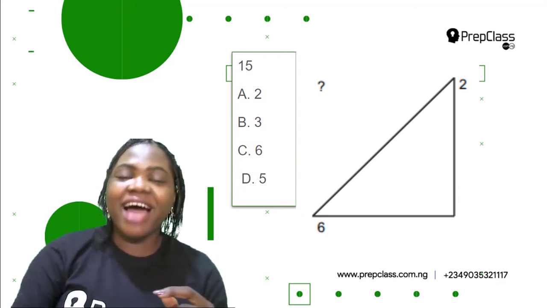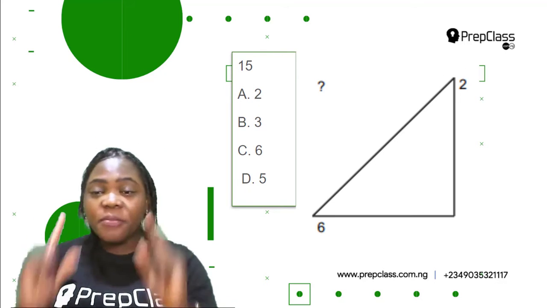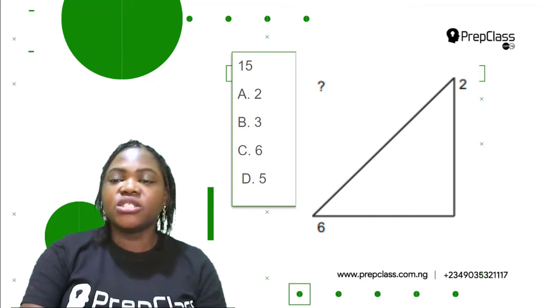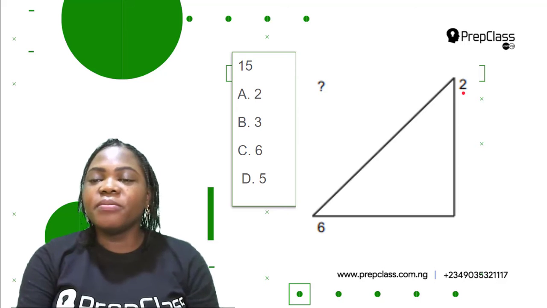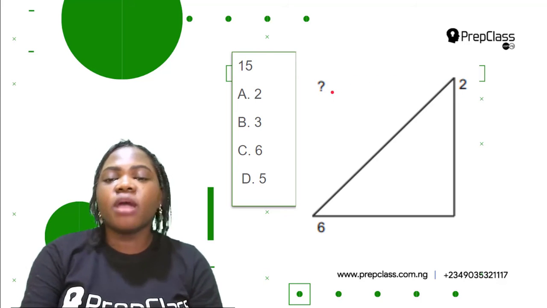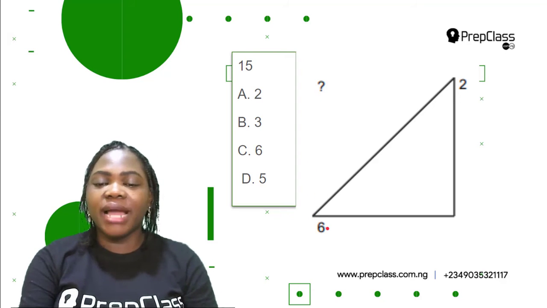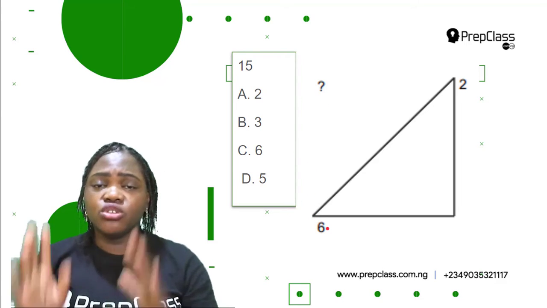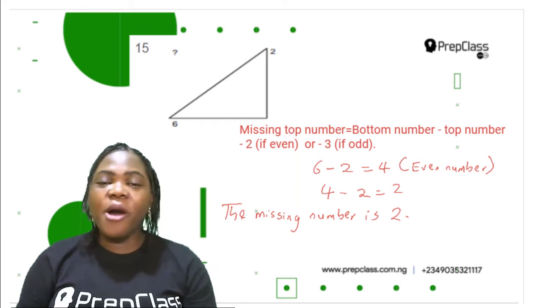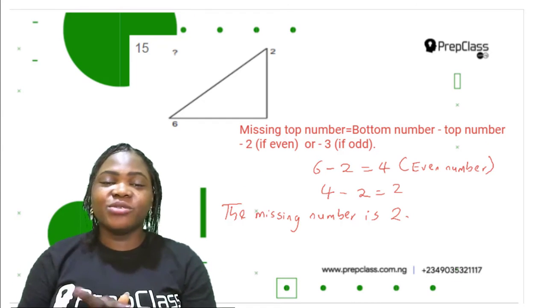Check. Now the final question in this video, I hope you're getting it, because I would like you to pause this video and do it yourself. So we are given one top number, which is 2. The second top number is missing, and then the bottom number is 6. So I would like you to pause this video, do it yourself, and see if you will get it. Okay, I hope you were able to get it. Alright, so let's do it together now.